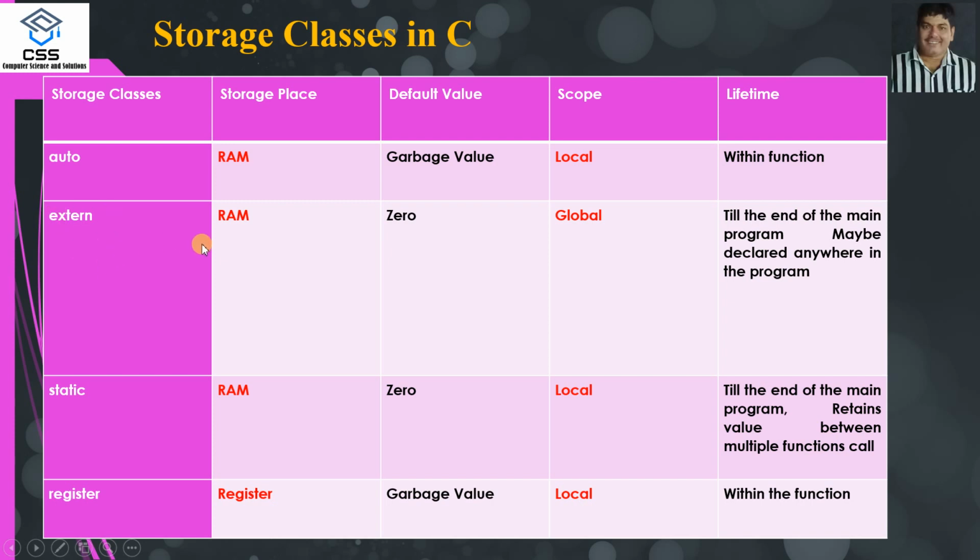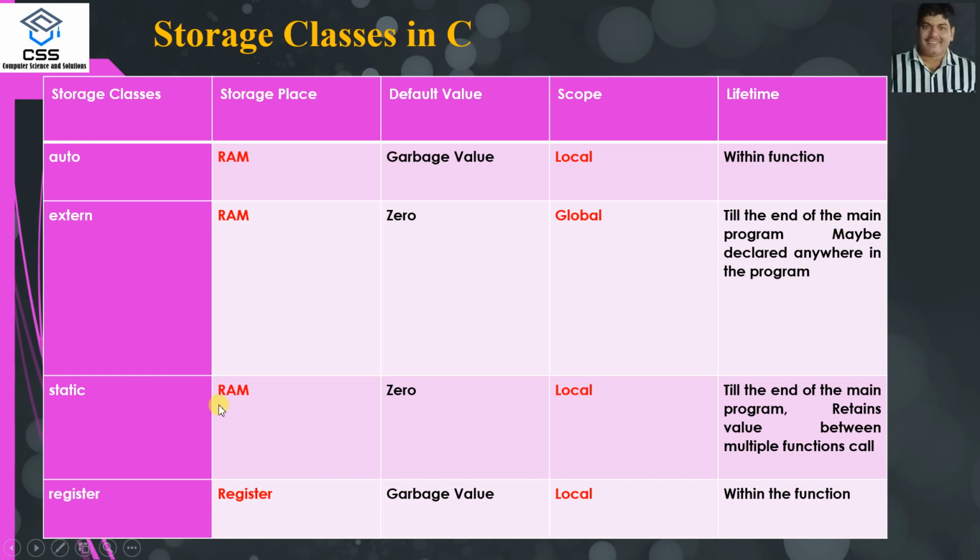What is external? The external storage class specifier stores the data in memory, RAM. The default value is 0. The scope is global, meaning if you declare any variable before the main function, that is known as a global variable, and the value persists till the end of the program.